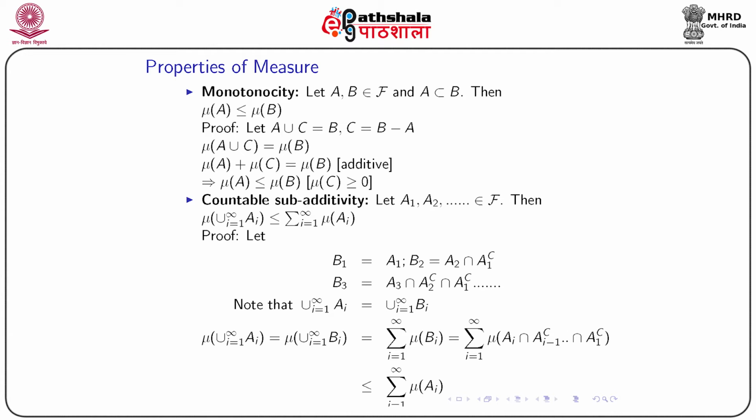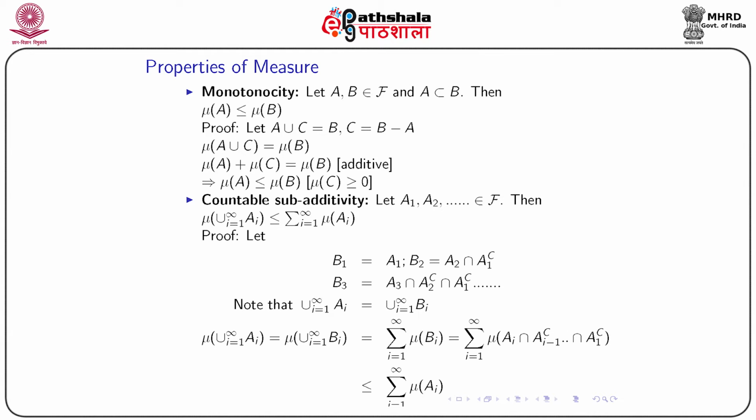Now, we know measure is a non-negative quantity, that means mu of any set is greater than or equal to 0. So, if you are taking the measure over the set C, it will be greater than or equal to 0. So, that clearly implies that mu A is less than or equal to mu B. So, this is the property attributed as monotonicity.